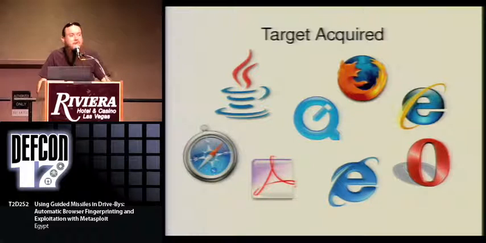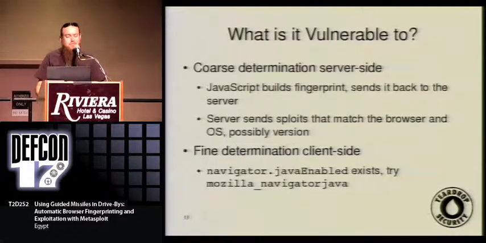So now we've figured out what the target is. We know what we're looking at. We know what we're up against. Now we need to figure out what it's vulnerable to. We can do sort of a coarse determination server side, and this is how Browser Autopwn implements it. First, we build the fingerprint using JavaScript. We send all that to the client. The client runs it for us, tells us what it is, sends that back to the server. The server takes this, dumps it into a database, figures out which exploits might match this combination of OS and client, and throws it back to the client.